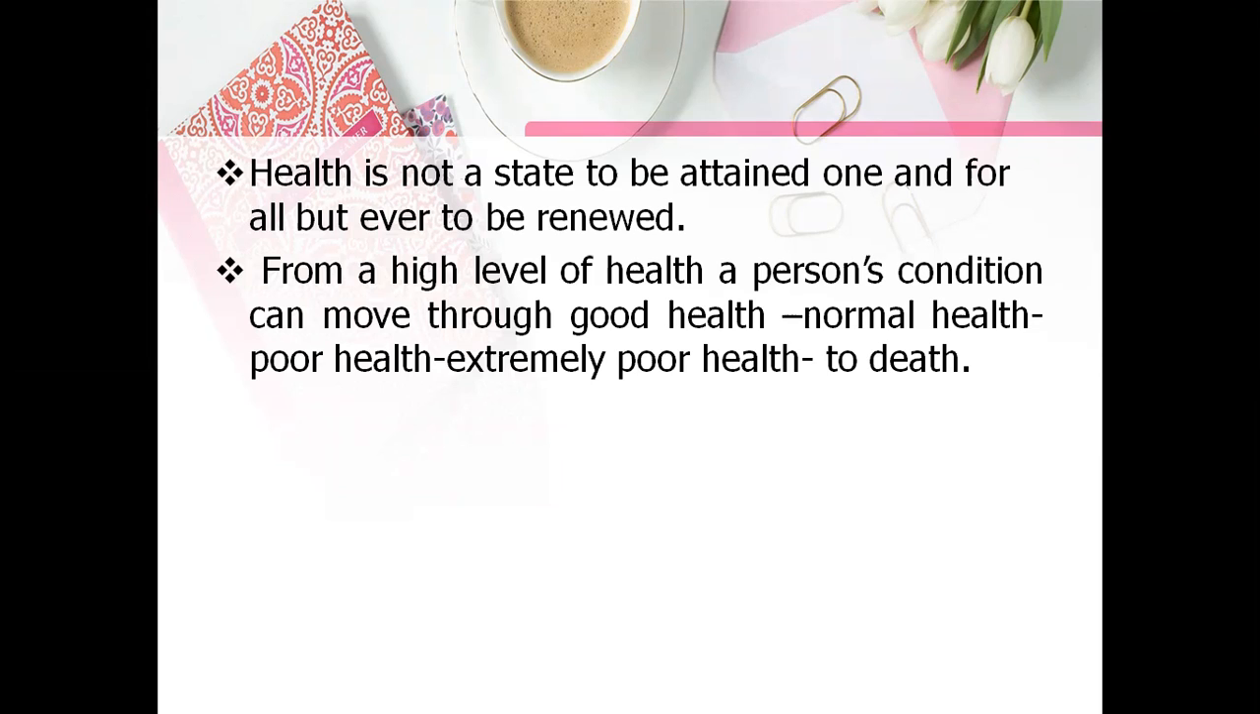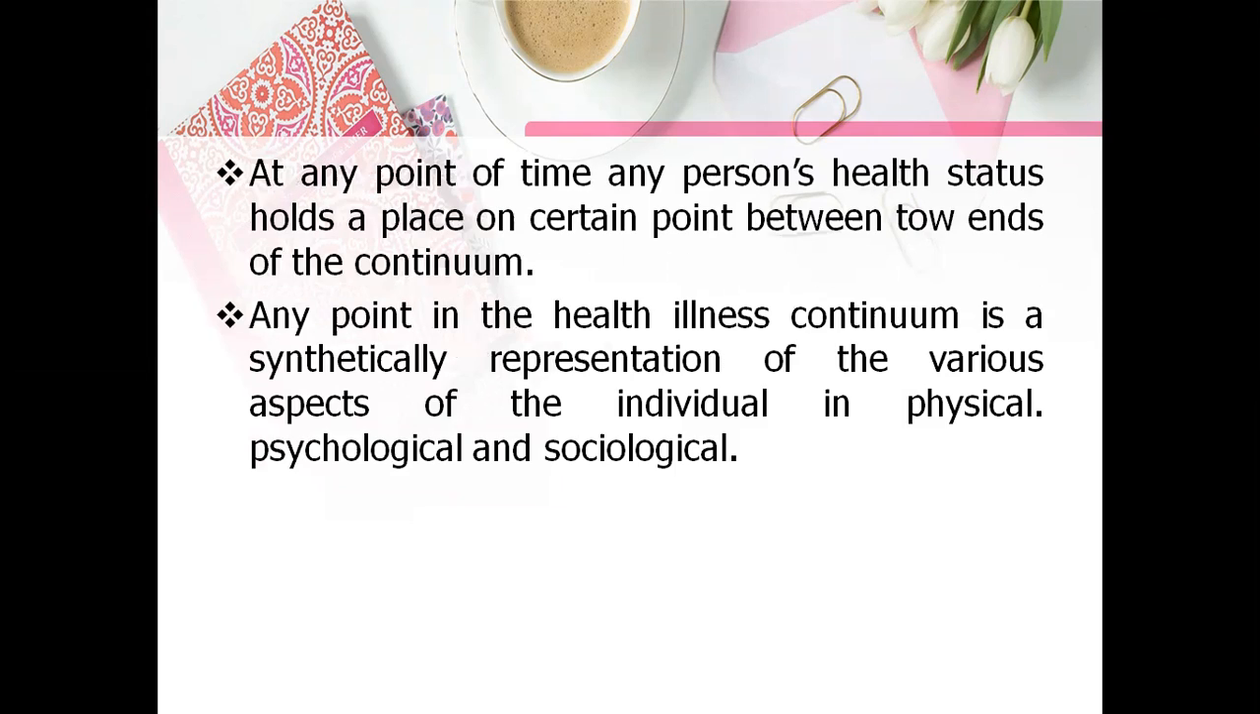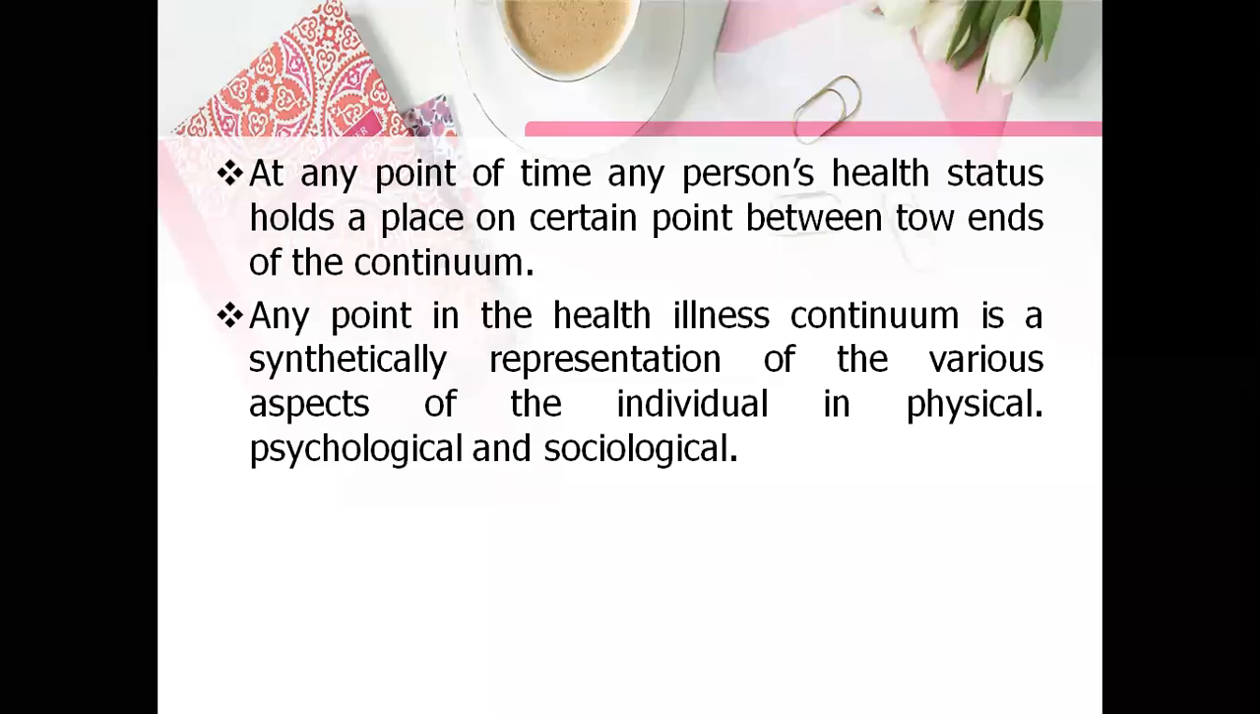Illness and health. At any point of time, any person's health status holds a place on a certain point between the two ends of the continuum. So you can be at any point. Sometimes you might have good health, sometimes extremely good health or a high level of wellness, or at some point you might have illness or extremely poor health. Any point in the health-illness continuum is a synthetic representation of the various aspects of the individual: physical, psychological, and sociological health.